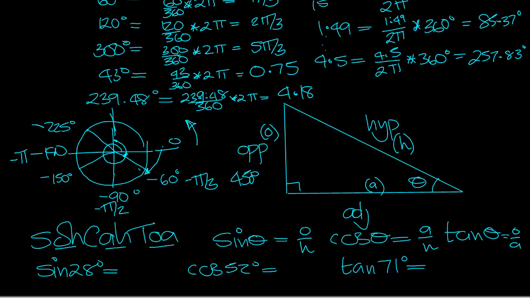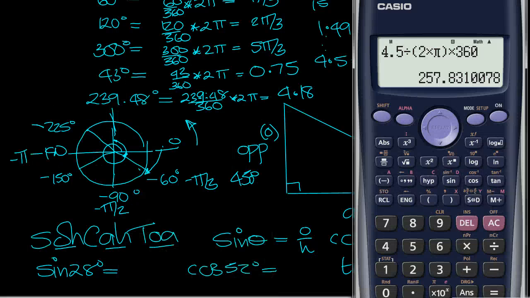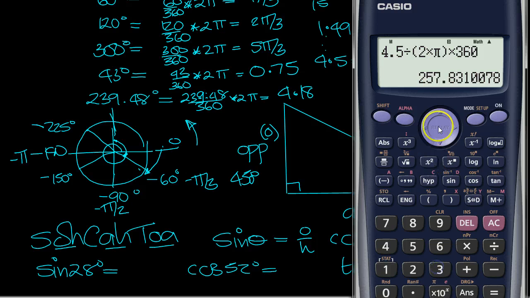Sine 28, let's just have a quick look at that. Oh, let's get the calculator. Sine 28. Now we need to be in degrees mode here, don't we? So shift mode, we want 3. Now we're in degrees mode. So now we can do sine 28.